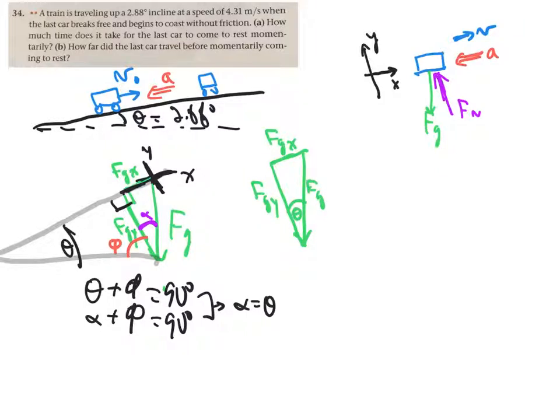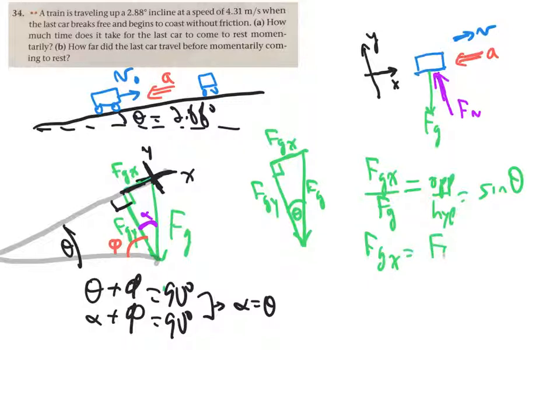This allows me to say that FGX over FG, which of course is our opposite side over our hypotenuse, must equal the sine, because opposite over hypotenuse is always the sine. And so FGX is FG sine theta, and we know that we can always replace the weight with the mass of the object times g. So this component of the weight must be mg sine theta.